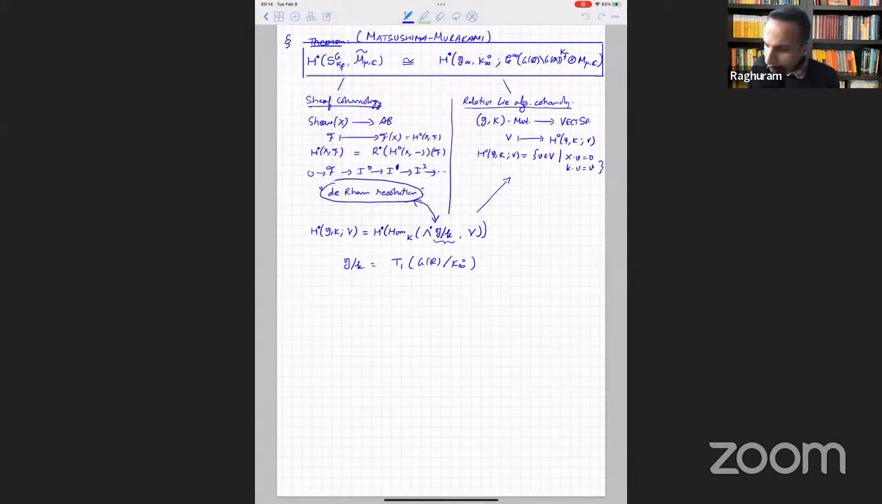And now I can define what's called cuspidal cohomology.